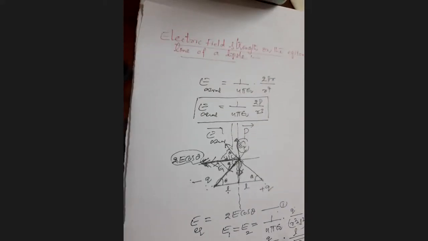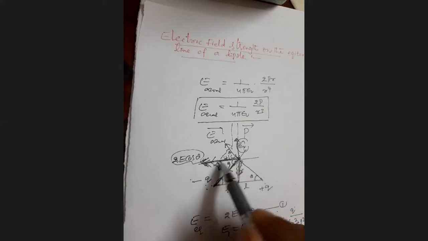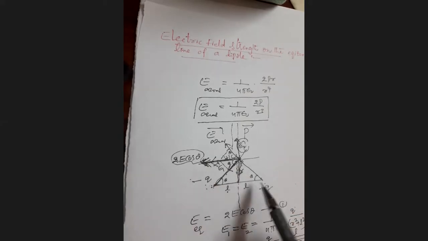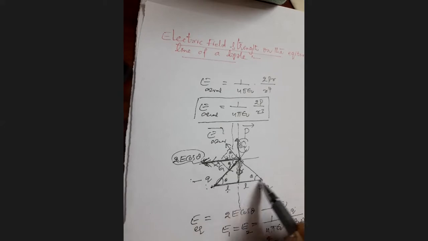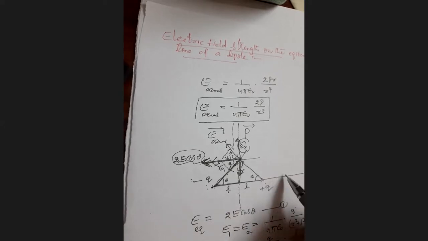Okay, so what is the direction of electric field strength on the equatorial line? If you observe this figure, it is very clear. Minus q here, plus q here. This is the dipole axis. What is the direction of p bar?